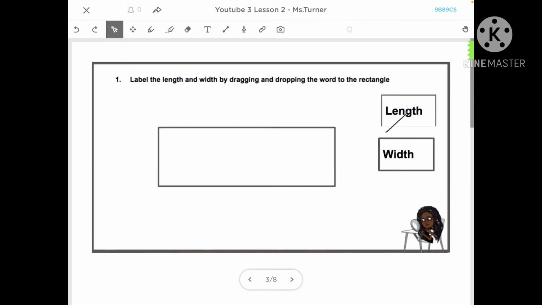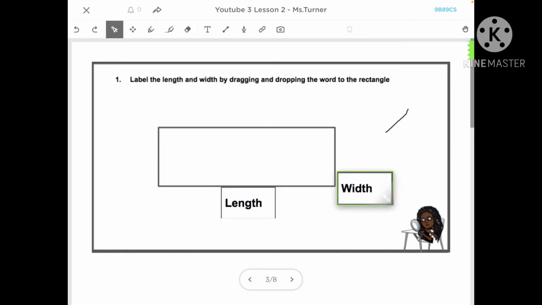If you said it measures how long my rectangle is, you are absolutely correct. Length measures how long my rectangle is, so I am going to drag my length to the longer part of my rectangle. Now what about width? Does width measure how long my rectangle is or how wide my rectangle is? Yeah, absolutely. It measures how wide my rectangle is. So I'm going to drag my width to the wider part of my rectangle.